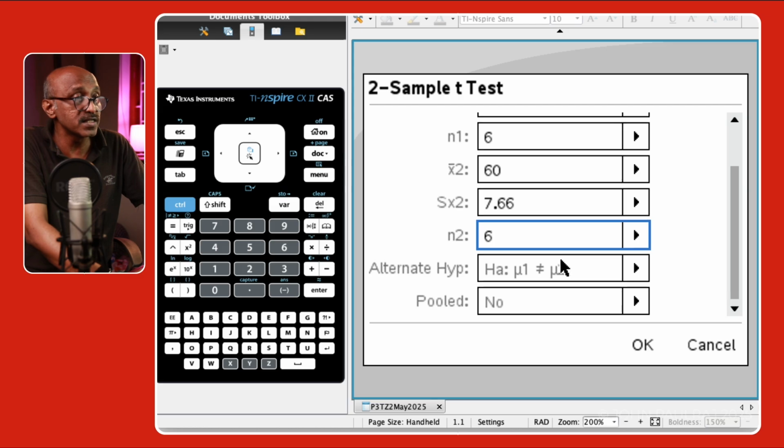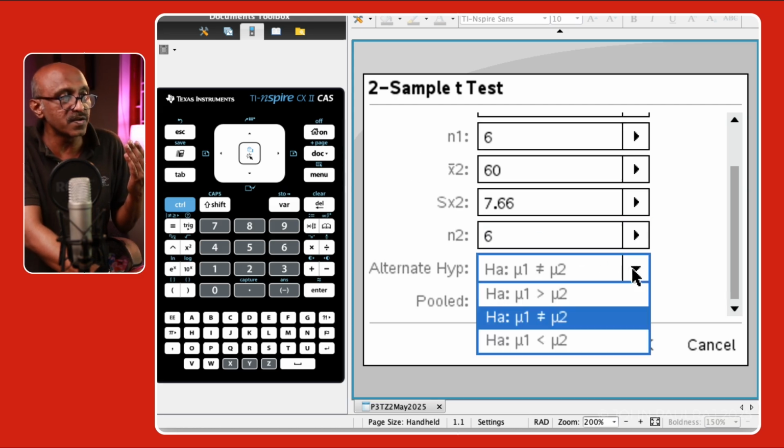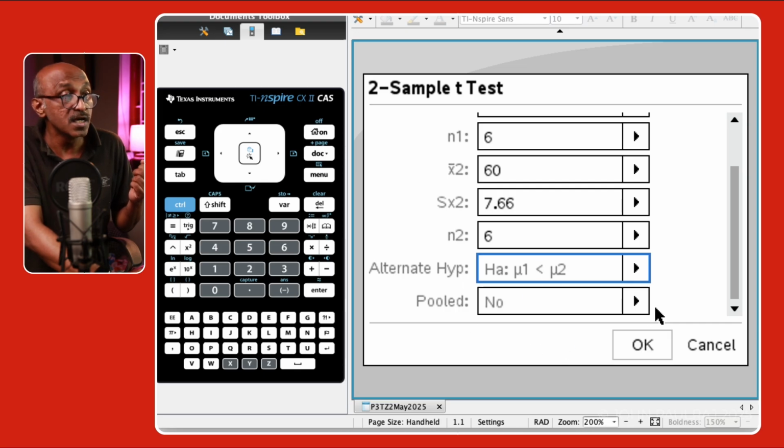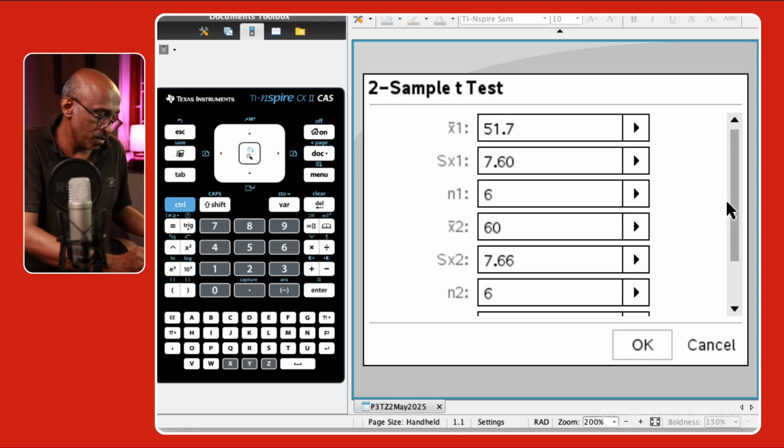Okay, alternate hypothesis. We are saying that mu2, by the way, they called it mu2, we've called it mu b, obviously should be greater than mu1. Okay, that's my alternate hypothesis. Pooled, yes, it's pooled. We are taking it as pooled. All right. Hit OK. And before we do, let's just check it one more time. And I'm going to write it down.